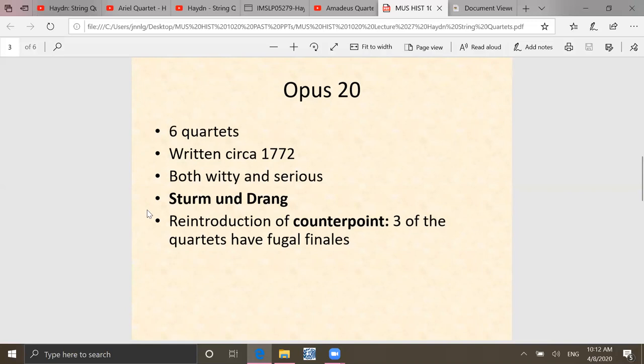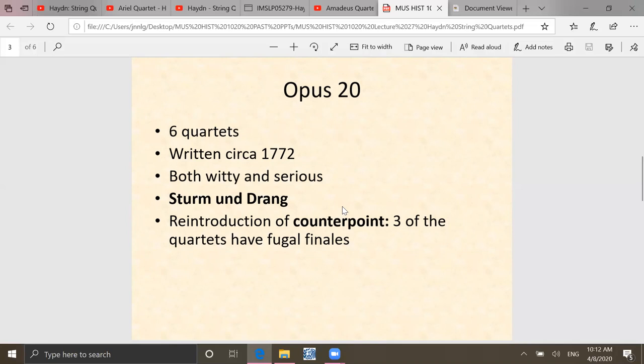On the more serious side, these works exhibit Sturm und Drang style, so storm and stress. This has to do with the Empfindsam style, if we can recall our CPE folks' presentation. It has to do with sensitivity, that is to say being dramatic. So maybe we can hear some drama and some passion in the movement we're listening to.